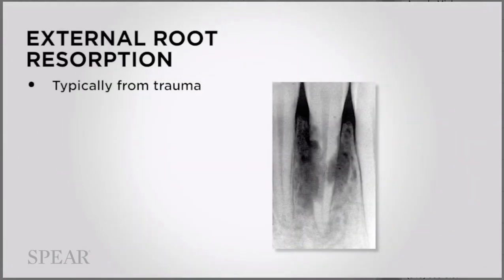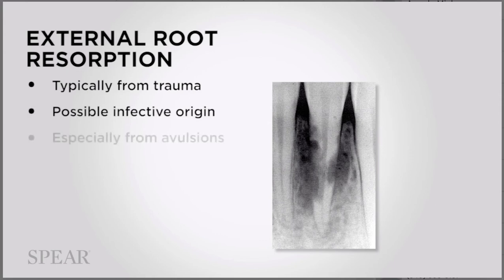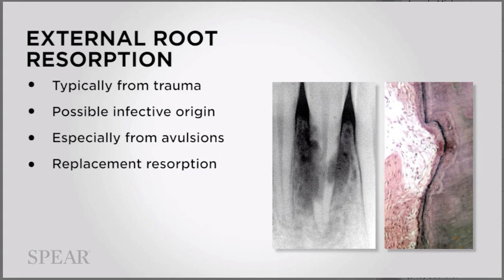But we also see a tremendous amount of resorption secondary to traumatic injuries. This is a case where there's an extensive amount of inflammatory resorption and a tremendous amount of dissolving away of the root of the tooth. This may be infective in origin or it may be inflammatory. What we typically see in a case where there is an avulsion is root resorption, where the bone is actually growing into the root of the tooth, replacing that root with bone. And here we are histologically, where we can see the bone on the left that's actually invading into the root of the tooth on the right.